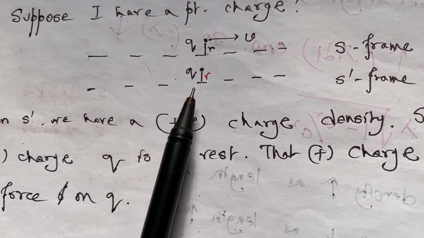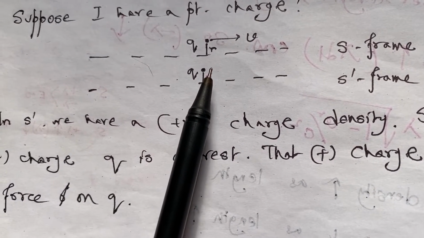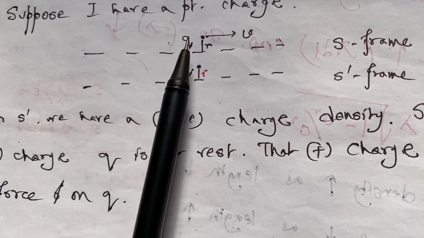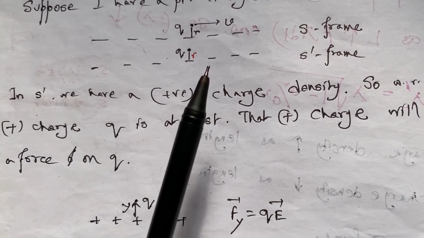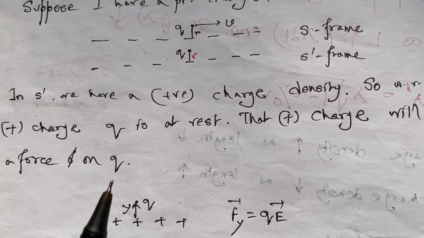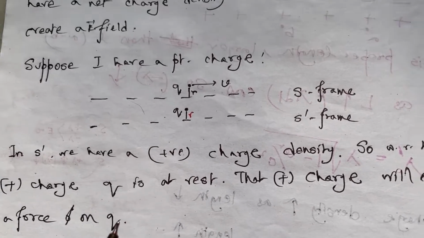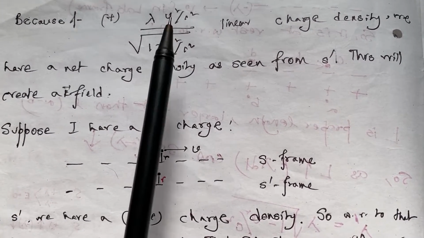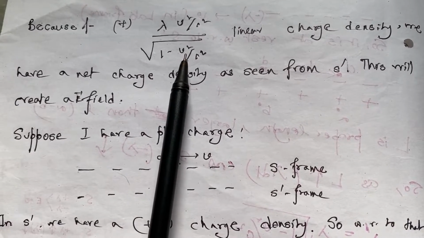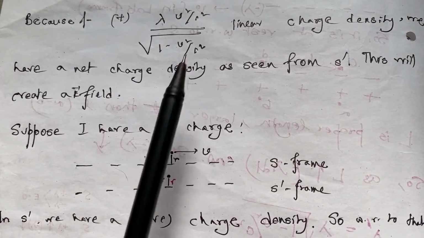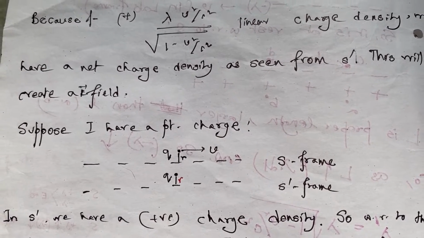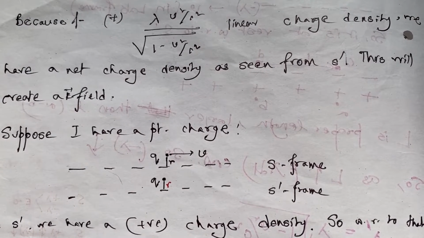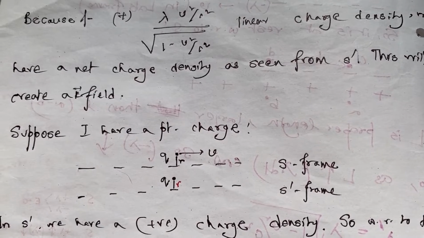Suppose we consider the same charge q which is residing at a distance r in the S prime frame, and the S prime frame is moving with the same speed v. So with respect to S prime, the q is at rest. Now in S prime, we have just found out that there is a net positive charge density. And as there is a positive charge density, this will create its own electric field.